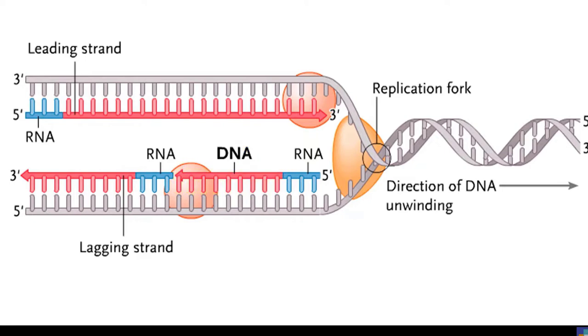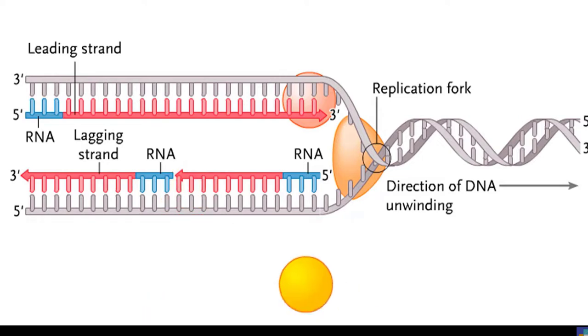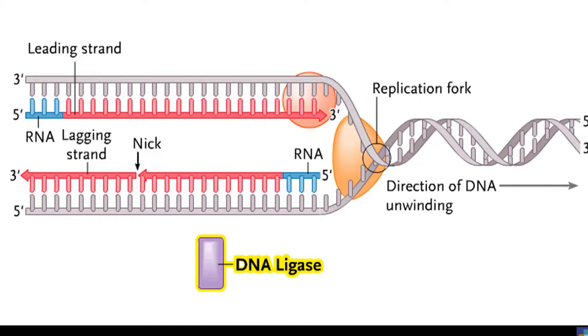This results in a series of short fragments, known as Okazaki fragments, on the lagging strand template. The Okazaki fragments on the lagging strand template must be connected to form a complete DNA strand. To accomplish this, a different DNA polymerase recognizes and removes the RNA primers and replaces them with DNA. However, the polymerase cannot form the bond between the DNA nucleotide at the 3 prime end of one fragment and the nucleotide at the 5 prime end of the adjacent fragment, so there is a nick in the DNA strand. The enzyme DNA ligase is needed to form this bond and eliminate the nick.